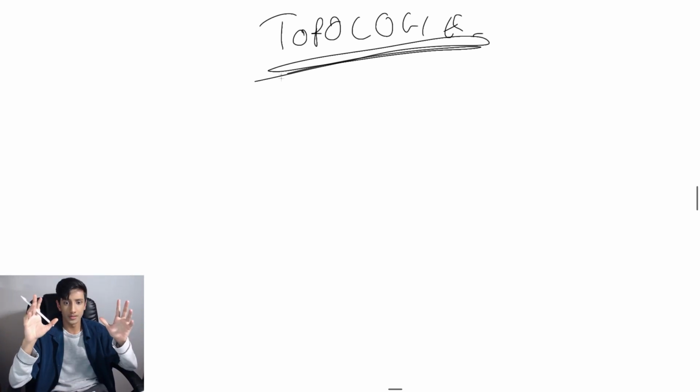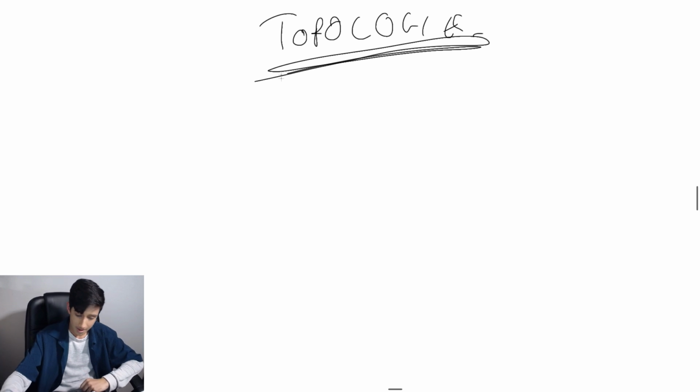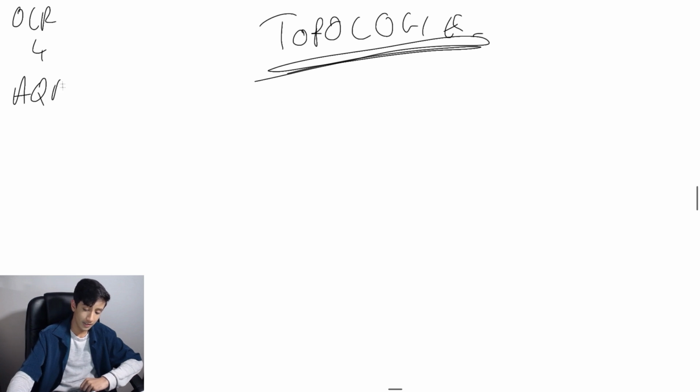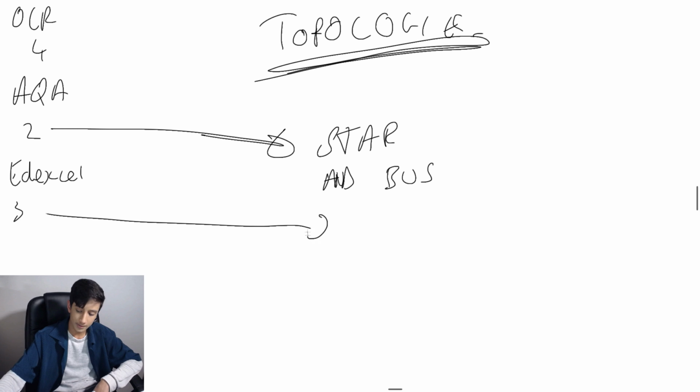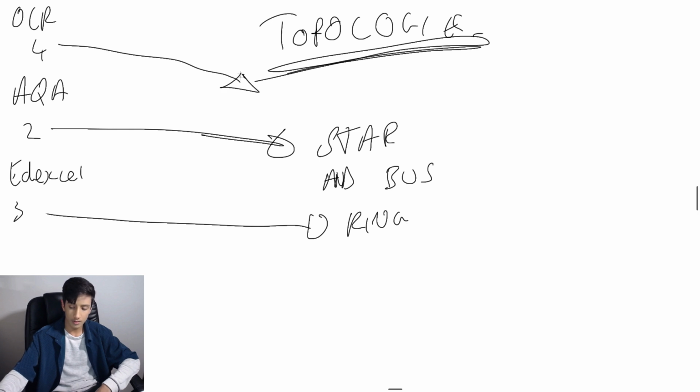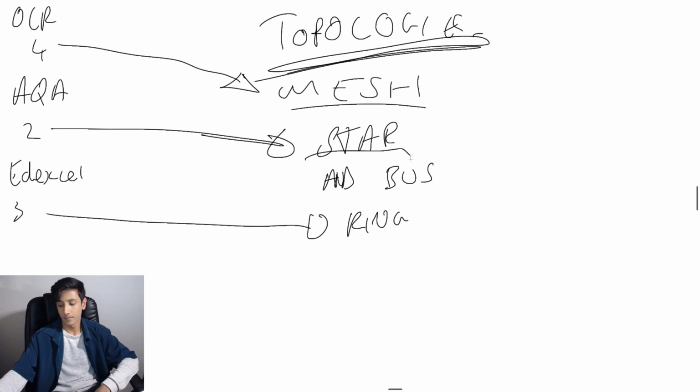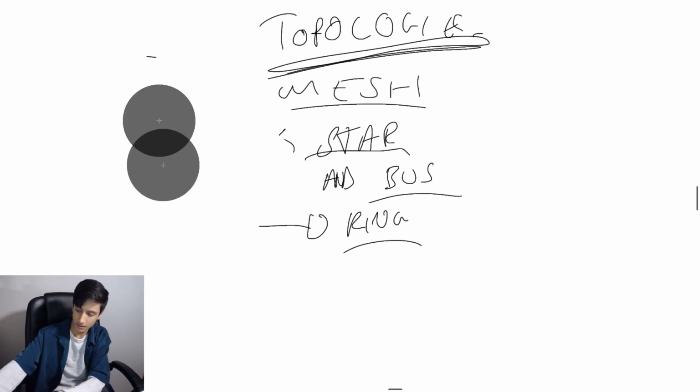Topologies are a very important subtopic in computer science. There are 4 kinds of topologies in OCR. There are 4 in AQA. There are 2 in Edexcel. There are 3. So these 2 are star and bus. And the third one in Edexcel is ring. And the last one is mesh. So, star. Let's go over star.